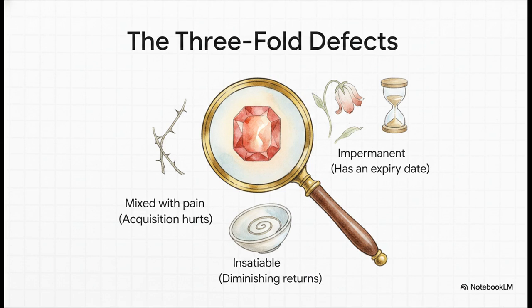First, they're mixed with pain. Getting the thing you want and then trying to keep the thing you want causes stress. Second, they're impermanent. Every single pleasure has a strict expiry date. And third, they're insatiable. You always experience diminishing returns, and you just end up wanting more.